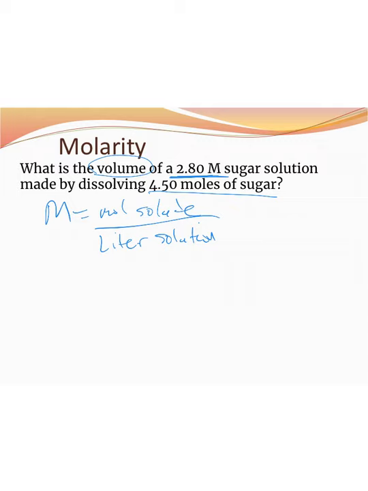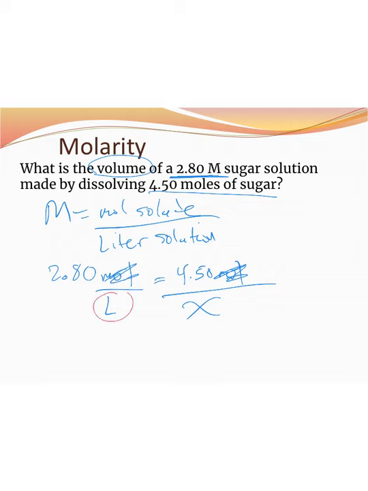Okay, so capital M is 2.80 capital M, which once again I'm going to substitute as mole over liter. Whenever you do any calculation, capital M should be plugged in as mole over liter, so it can cancel out unit. The mole of solute, which is 4.50 mole, over liter of solution, which I don't know, let's call that X. So I can cancel out mole. The only unit I have left is liter, which makes sense because I'm looking for volume.